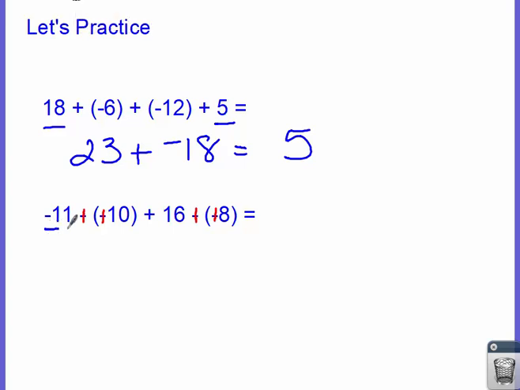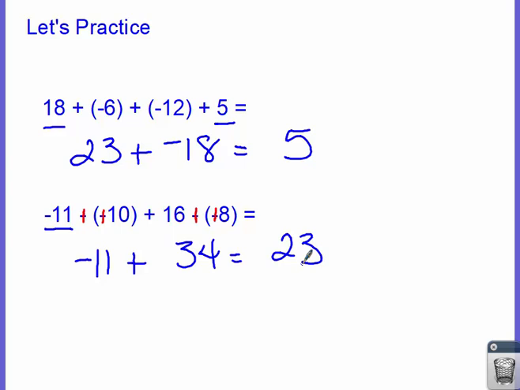So I look here for the -11. Do I have any other negatives that could add together with that -11? And I don't, so I just write it down. Plus. Then I go to the 10. Do I have anything that can combine with the 10? Well, yes, I have a +16 and a +8 that could go with the +10. So 10 and 16 make 26, plus 8 more gives me +34. Now our signs are different, so we do one subtraction problem, and we end up with 23 for our answer. And it's a +23 because the 34 has more.